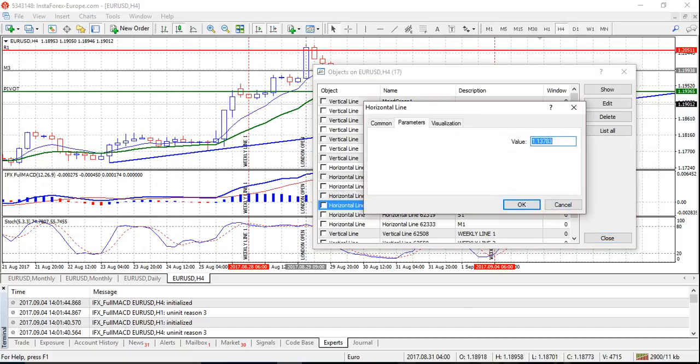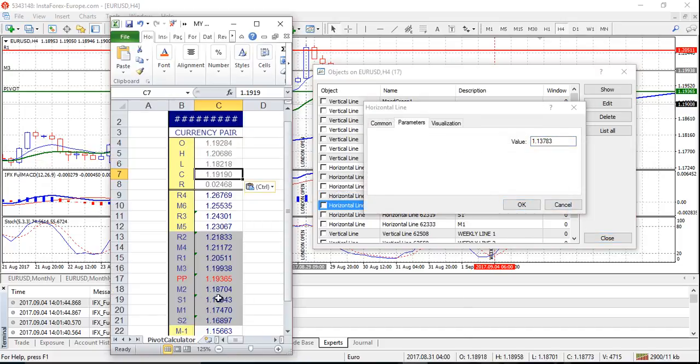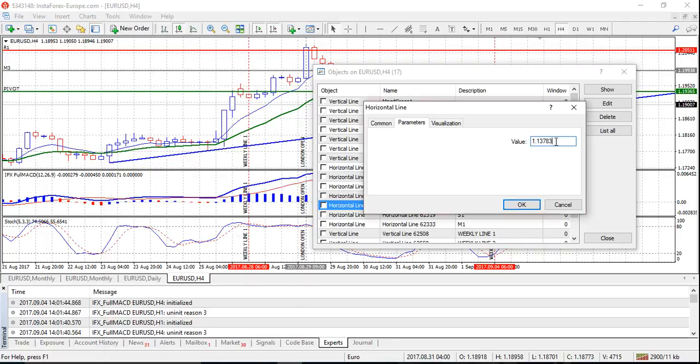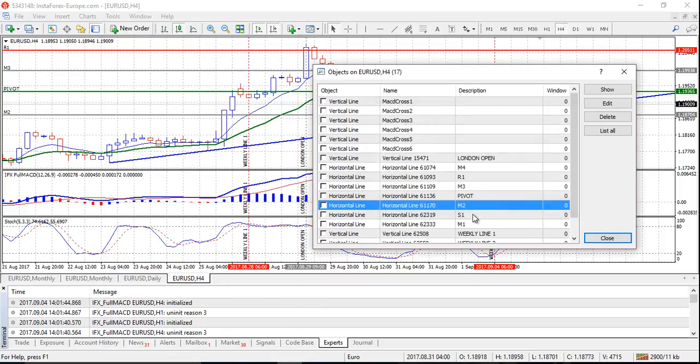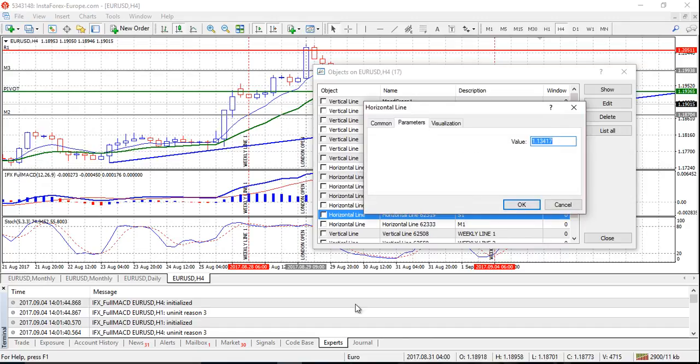M2 is here. M2 is 18704. Let me cross check that. 18704, that's correct. Then the next one is S1.